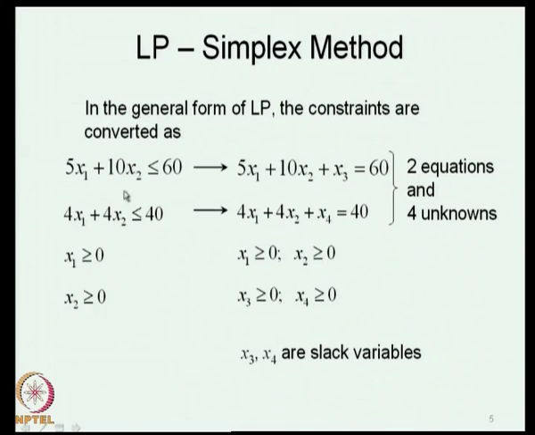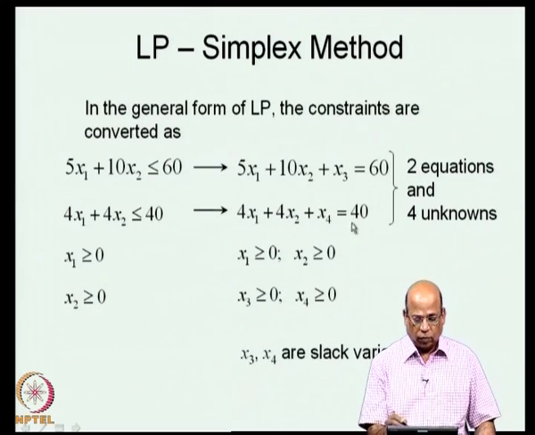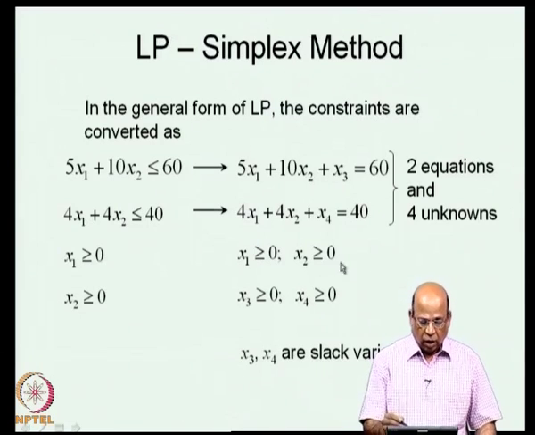Let us say that we write the constraints in the general form, that is, we will introduce the slack variable. 5 x 1 plus 10 x 2 less than or equal to 60, I convert it as 5 x 1 plus 10 x 2 plus x 3 is equal to 60, where x 3 is the slack variable. Similarly, 4 x 1 plus 4 x 2 less than or equal to 40, I write as 4 x 1 plus 4 x 2 plus x 4 is equal to 40, where x 4 is a slack variable. Remember, you need to introduce different slack variables to different constraints, and all these variables including the original x 1 and x 2 and the slack variables x 3 and x 4, they are all non-negative.